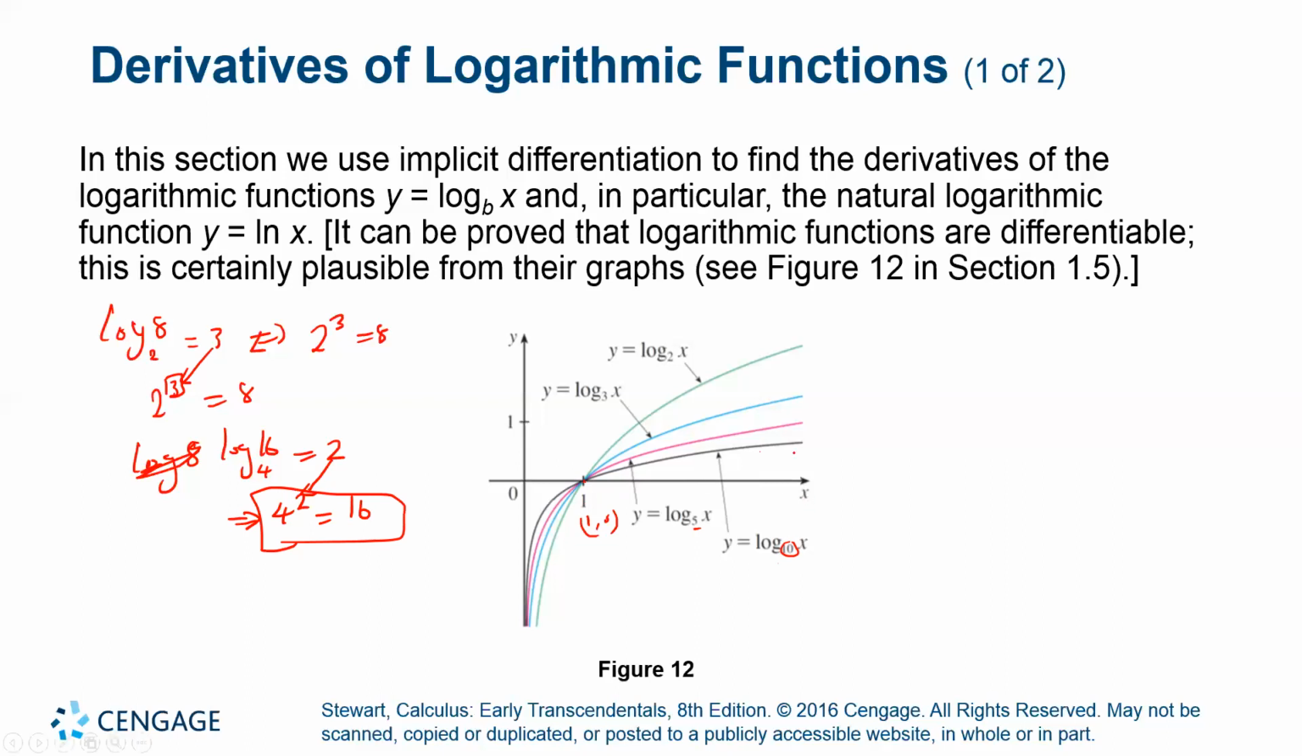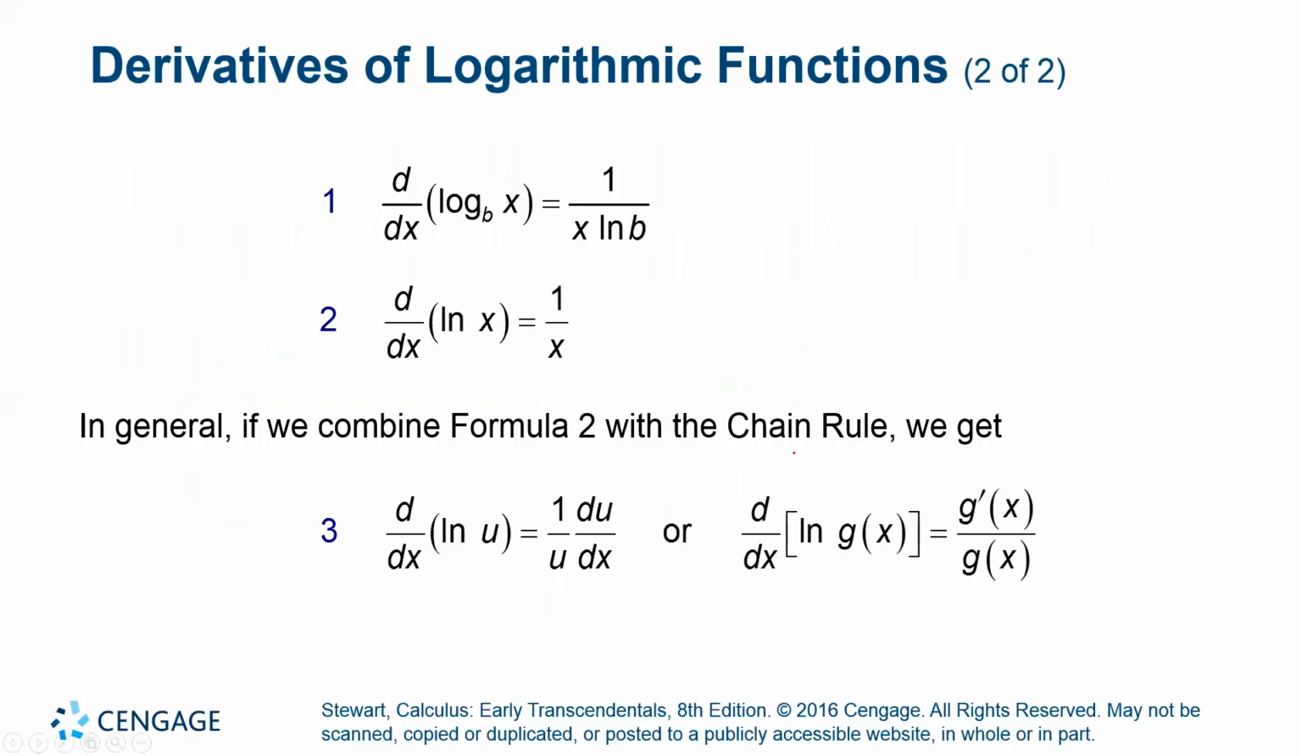Now, these are the definitions to differentiate a log function to the base b. Using definition 1, the derivative is 1 over x times the natural log of the base, that is b. So this b is the base over there.